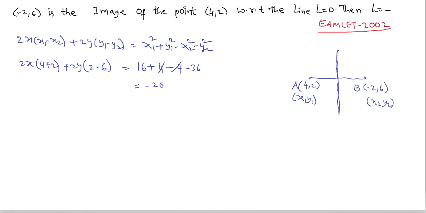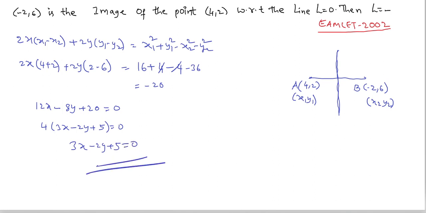This is 12x minus 8y plus 20 is equal to 0. Take 4 common: 3x minus 2y plus 5 is equal to 0. This is the equation of the line L is equal to 0.